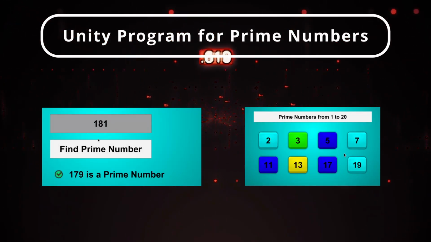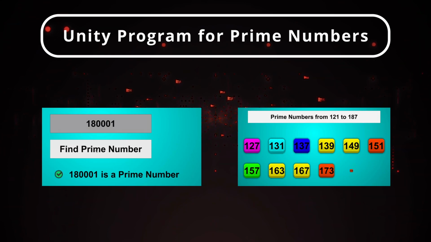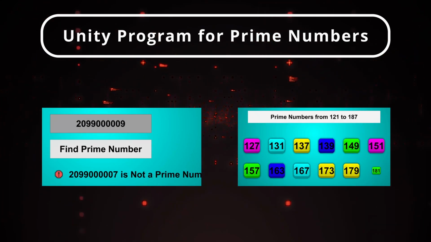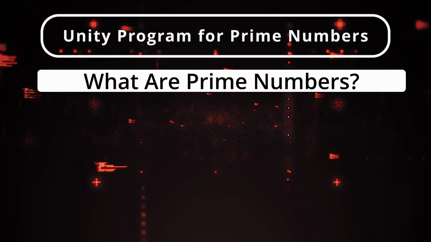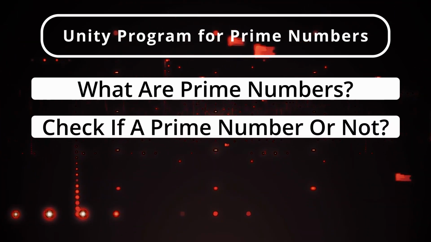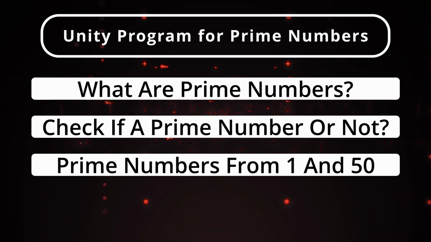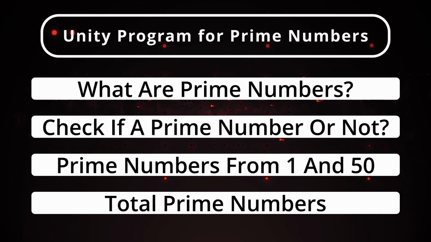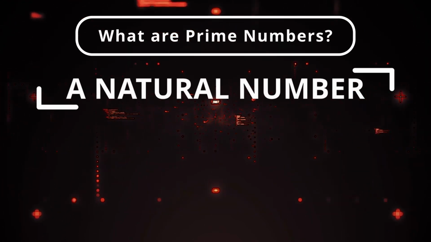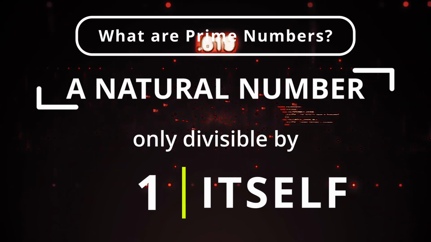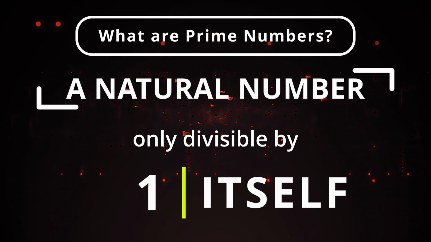In this video, I am going to make a Unity program relating to prime numbers. I am going to tell you what prime numbers are, how to check if a number is a prime number or not, get all the prime numbers between two numbers, and give the total number of prime numbers between two numbers. So what are prime numbers? A prime number is a number which is only divisible by two numbers, by itself and by 1.